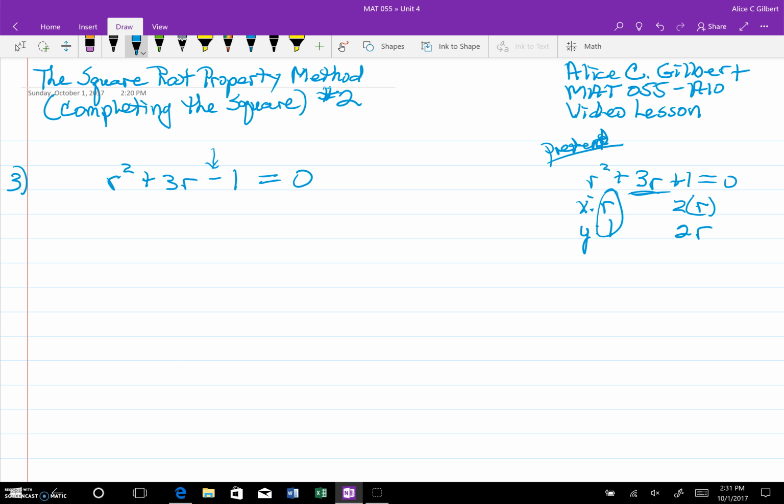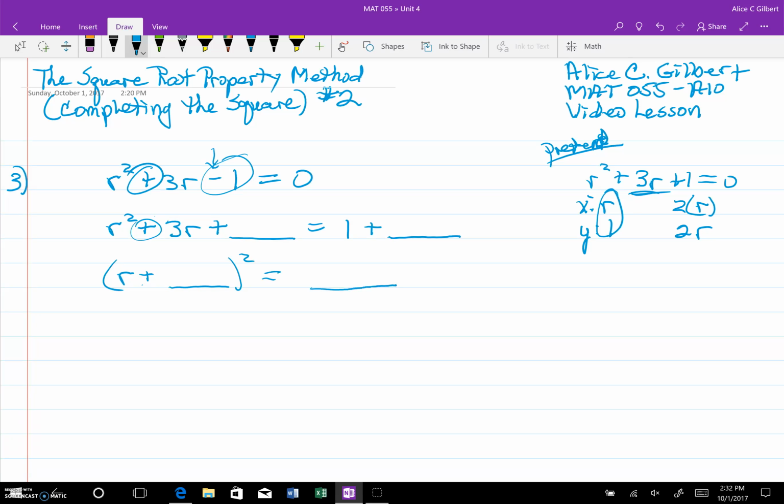So now let me set up my 2 steps, get this ready to go, plus, because this guy's plus, and then 3r plus, because in a perfect square trinomial, that one's always plus, plus because I added this guy to the other side, plus because I have to keep my equation in balance. And then the second step, getting this ready to go as a perfect square trinomial, and plus because this guy's plus, and equals. Okay, so now I'm ready to go.